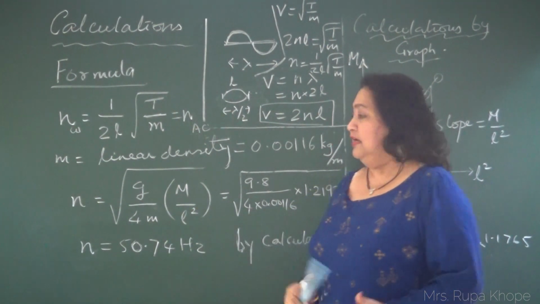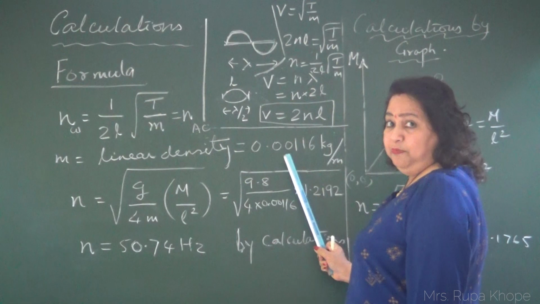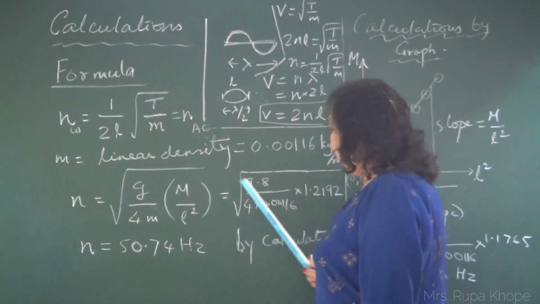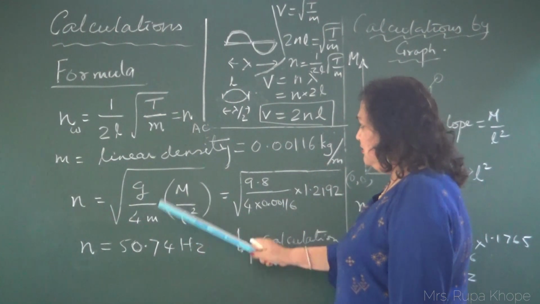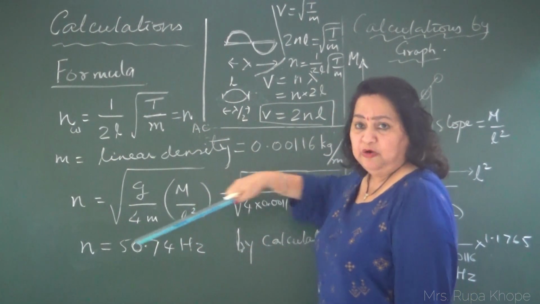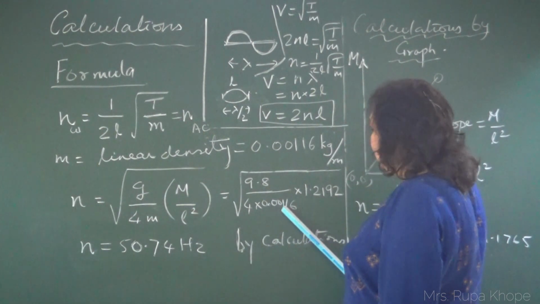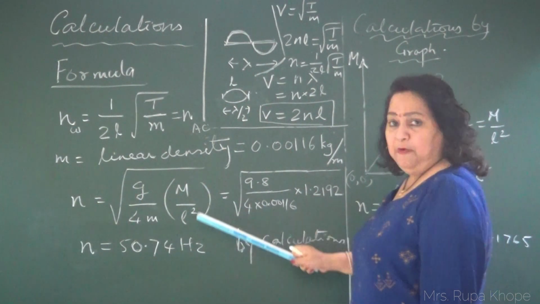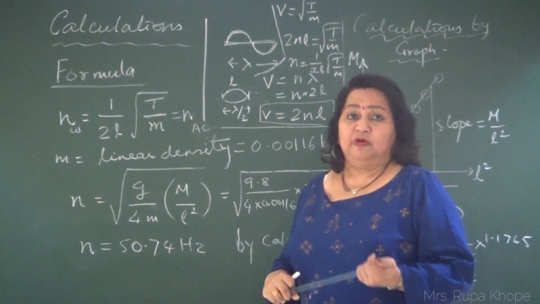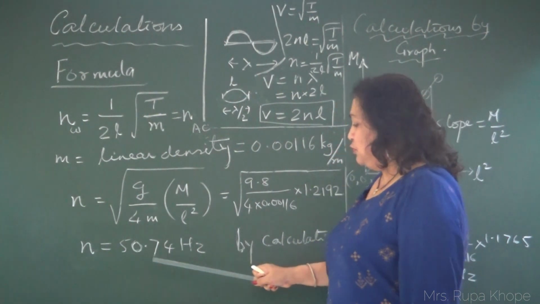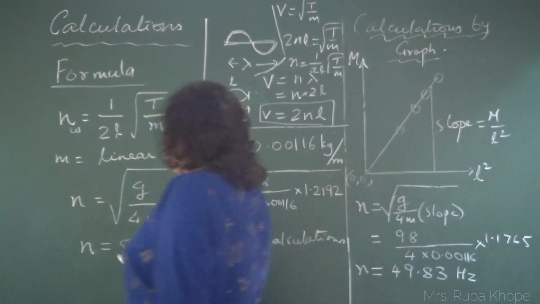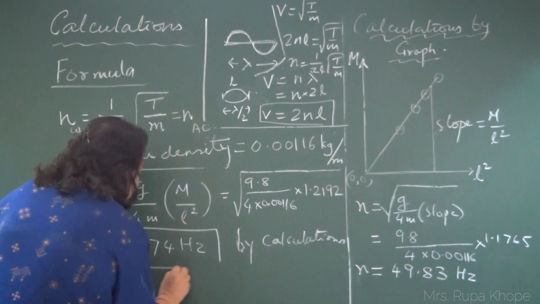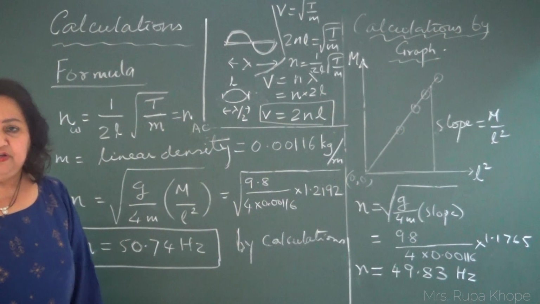m, the mass per unit length, is the linear density, which we got as 0.00116 kilogram per meter. g is equal to 9.8, and I substitute here. This is a modified formula, which we have modified. So m is the mass per unit length, and 1.2192 is M upon L square, which is the average we got from the observation table. We substitute and get the value n equal to 50.74, which is a very good value because it is very close to 50 Hertz.